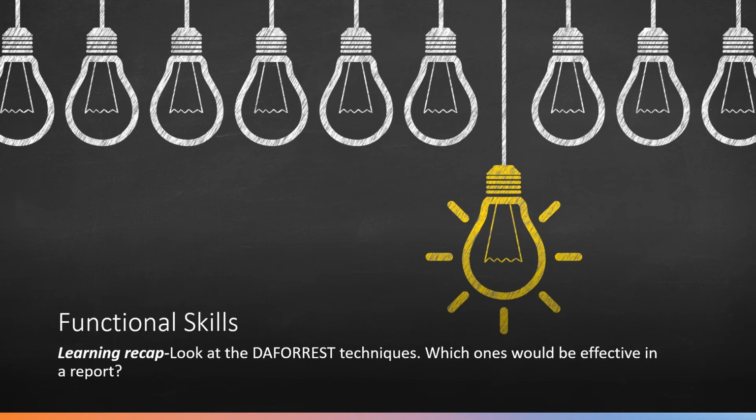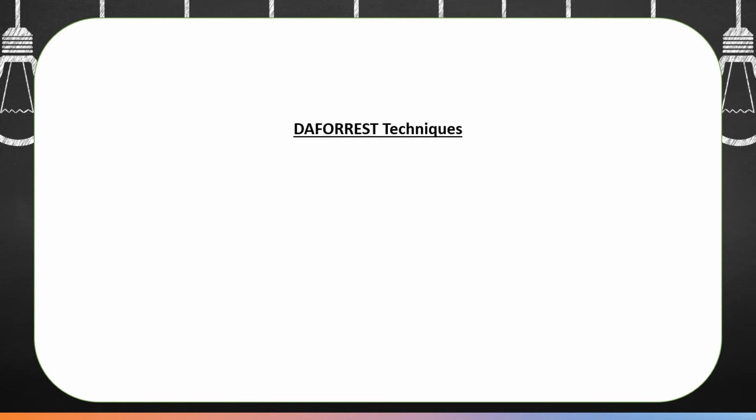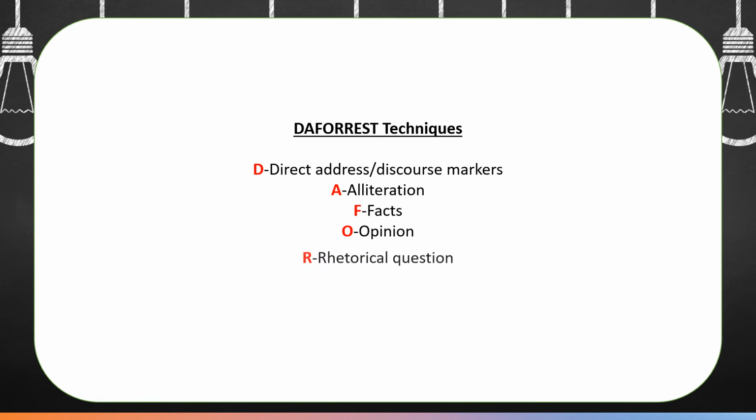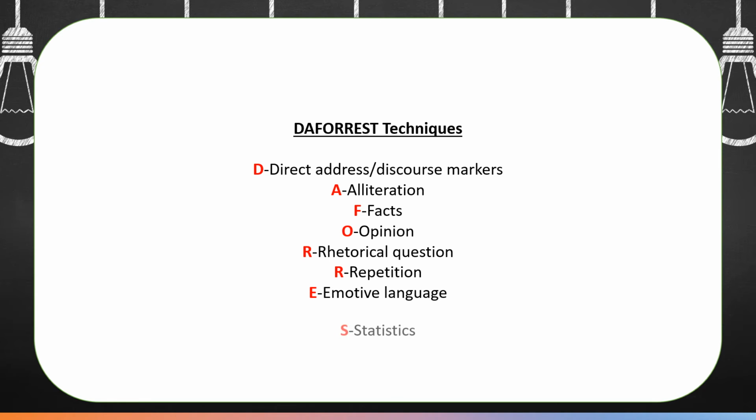Learning recap. Look at the DeForest techniques. Think about which ones would be effective in a report. So here we have our normal acronym. If you're not used to this, it's going to be important to be aware of all of these because they're going to have a key role in any form of writing that you do. So we have direct address, alliteration, fact, opinion, rhetorical question, repetition, emotive language, statistics, a triplet, and those are the main ones there as well.